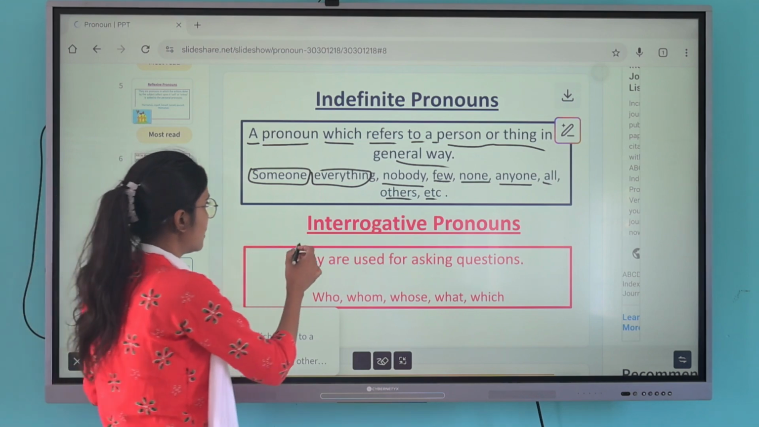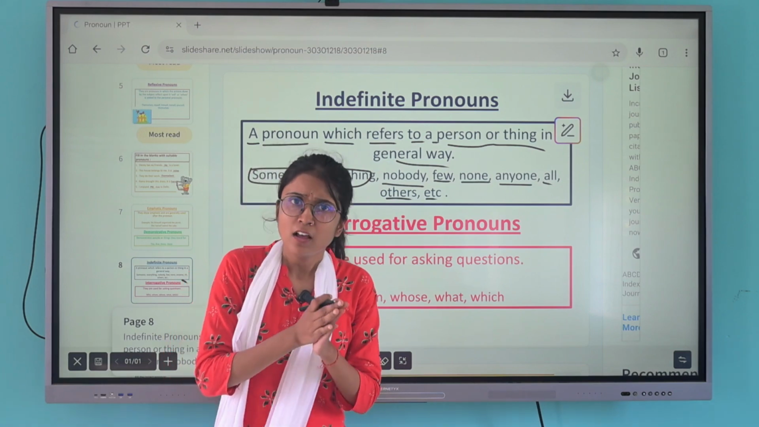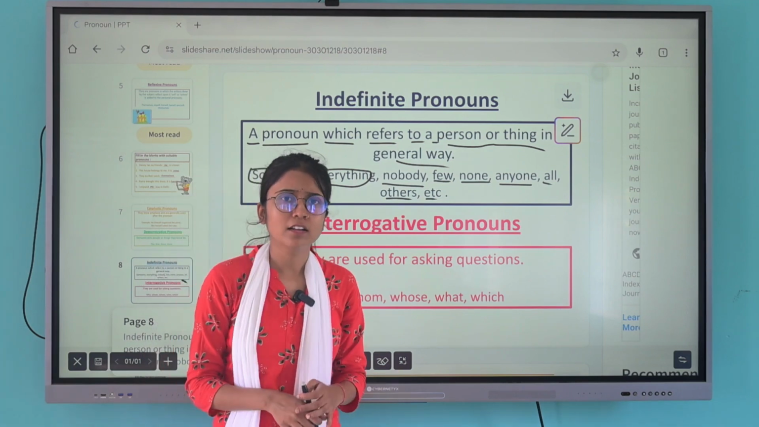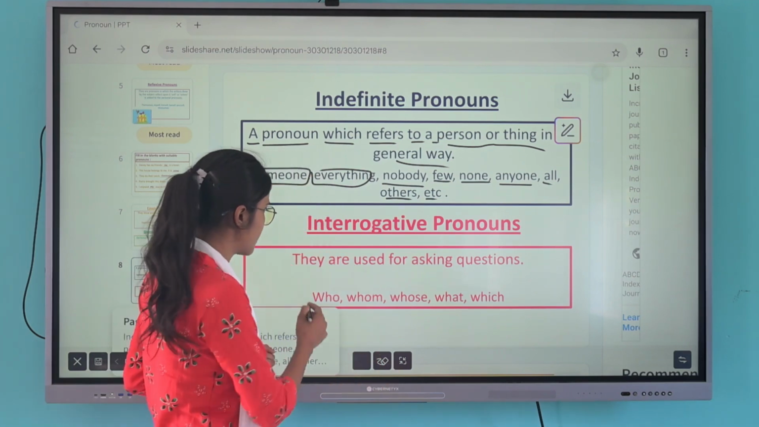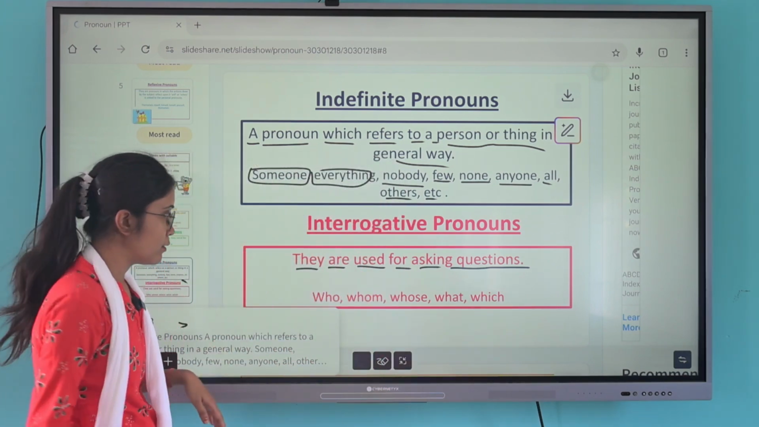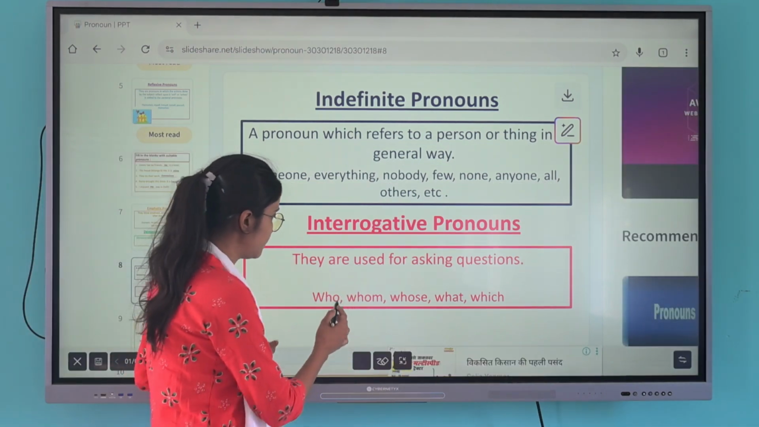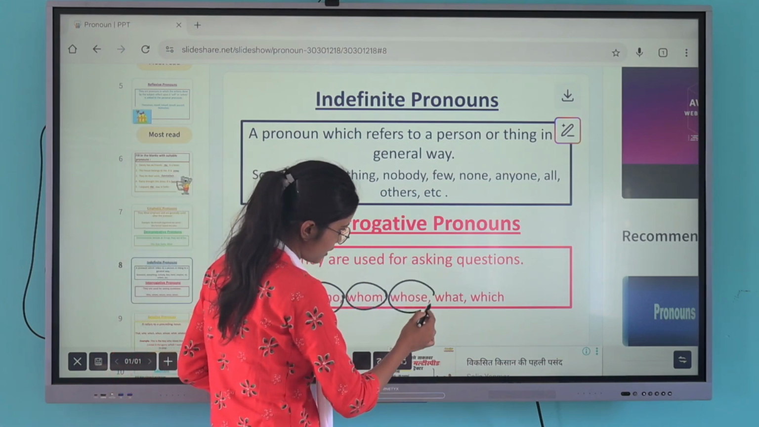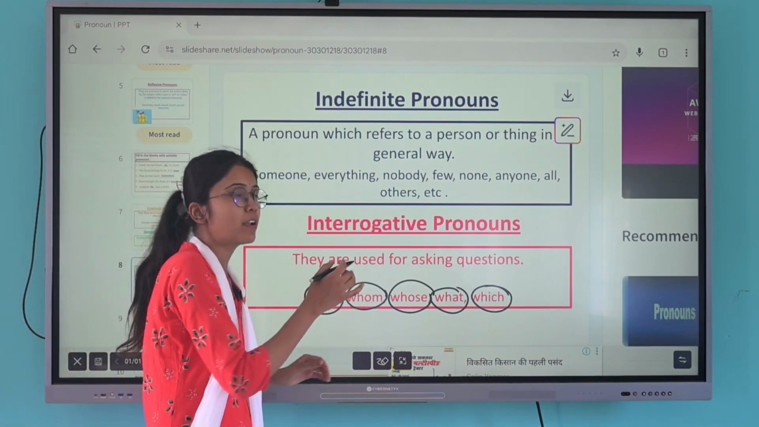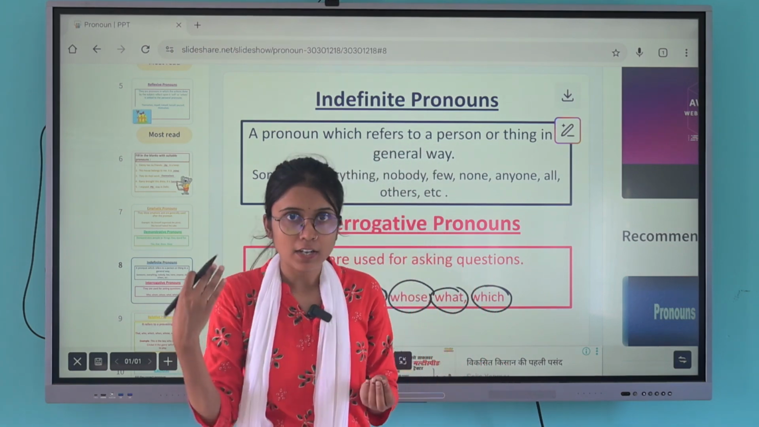Let's see the next pronoun, interrogative pronoun. What is an interrogative pronoun? Interrogative pronouns are also very easy and they are used for asking questions. How will you identify interrogative pronouns? First, you will look at the subject. WH words will be used as interrogative pronouns. They are used when we ask questions about any thing, any person or any place.